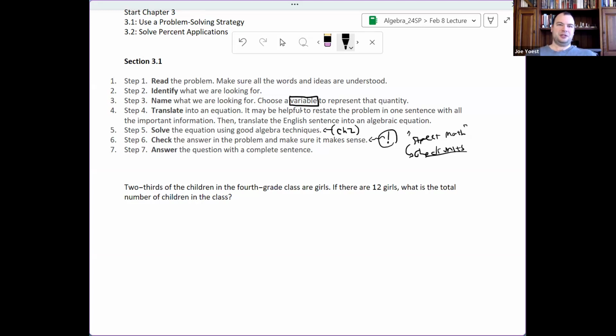I can't say that 6 feet equals 3 seconds. That doesn't make any sense. So that's one idea in street math. Another idea is just, does it make sense?